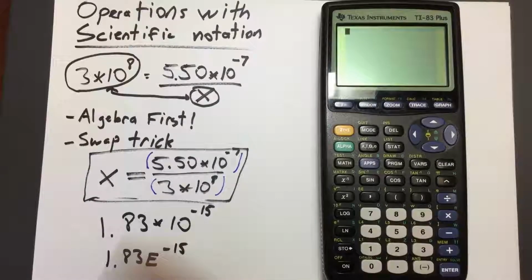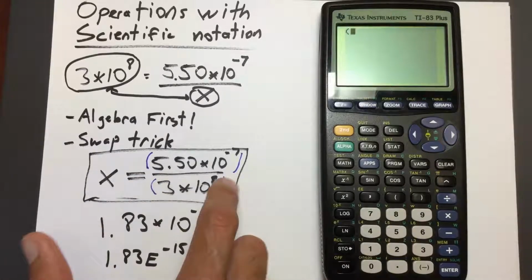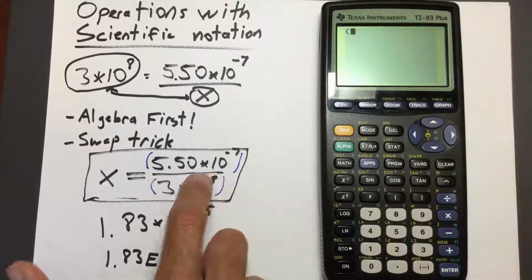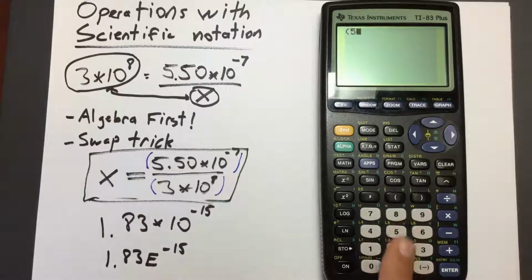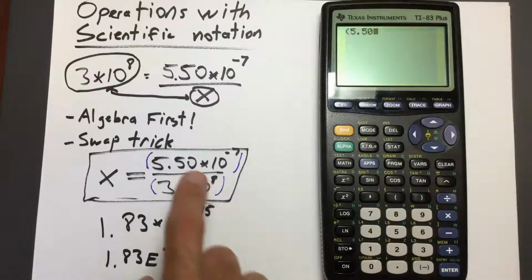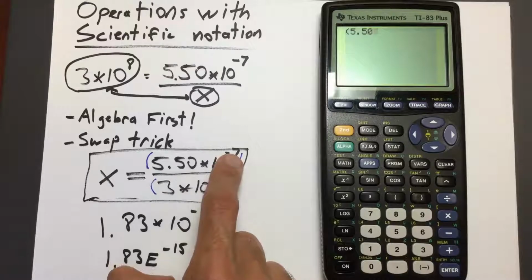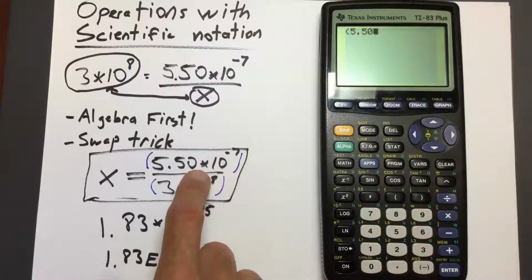To do this operation using the TI-83 Plus, we're going to have to be careful because this calculator, it's a little difficult to do fractions in it. So we're going to have to start by entering an open parentheses to show that the numerator is coming. Let's now enter the numerator and say 5.50 times 10 raised to the -7, but we can just use uppercase E for this.